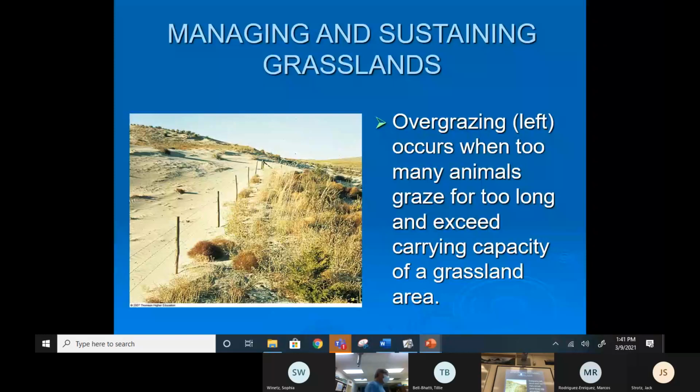So here's an example. On the left side of the fence, cattle were allowed. On the right side, they were not. Right? See the difference? So here we have so much erosion that the plants aren't even growing back.